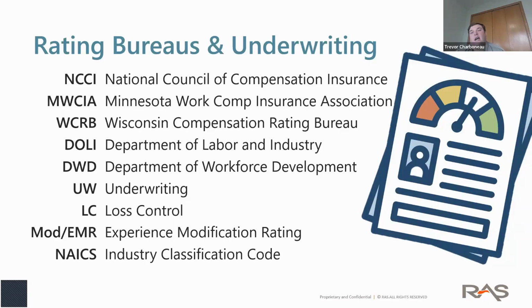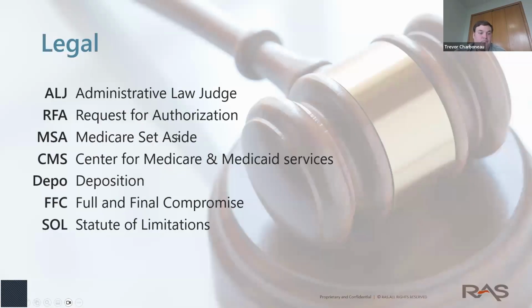And then the last one I have is NAICS, which is your industry classification codes. So these are just the class codes of your employees to determine what type of business you're running, and really the class codes to determine what your employees are doing at work. This is another thing that goes on your experience rating, that determines how much you're paying in your premiums. With that, I am going to turn it back to Grant to talk about some legal things.